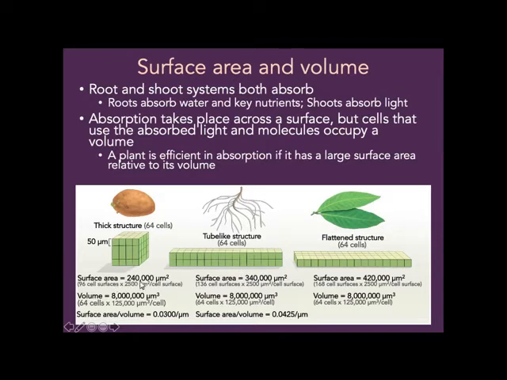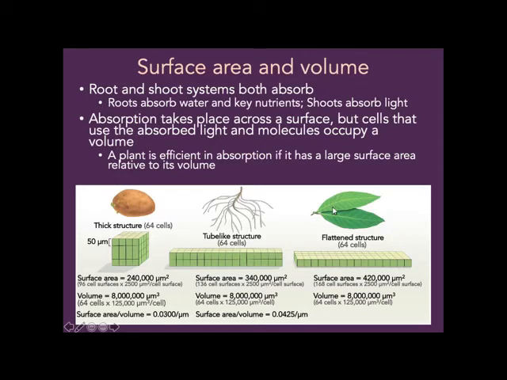So we've gone from 240,000 micrometers squared to 340,000 micrometers squared. The volume is going to stay the same because we have the same number of cubes, right? So it's still 8 million. So our ratio of surface area to volume has increased to 0.0425, okay?